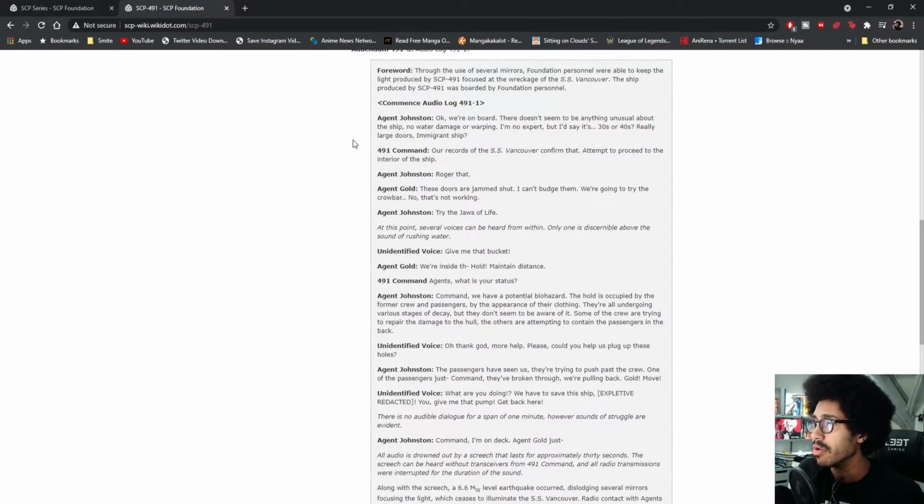Okay, we're on board. There doesn't seem to be anything unusual about the ship. No water damage or warping. I'm no expert, but I'd say it's 30s or 40s. Really large doors. Immigrant ship.